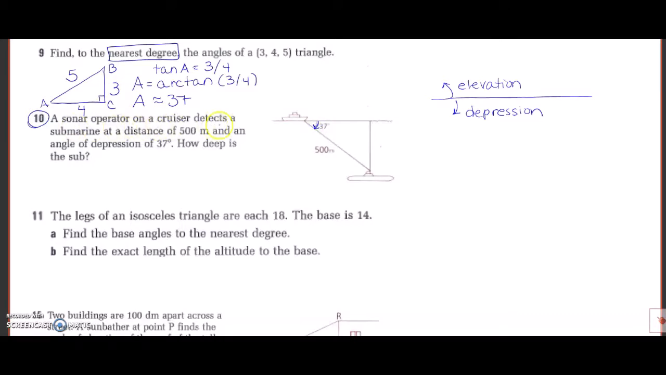The sonar operator on a cruiser detects a submarine at a distance of 500 meters directly, and an angle of depression of 37 degrees. We need to find the depth of the submarine. So from that angle, we're looking at the opposite and the hypotenuse. So the sine of 37 is equal to d divided by 500. That's the equation that I need. Then to solve for d, I multiply both sides by 500.